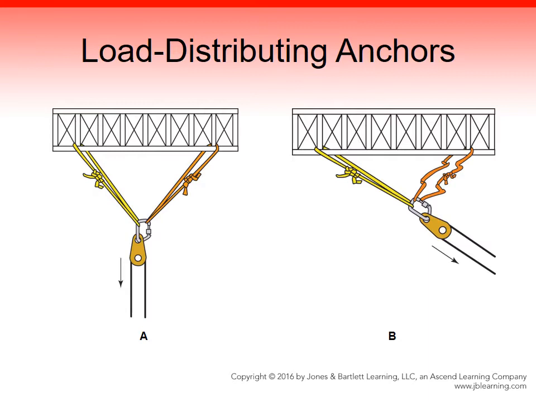Some guidelines to follow when constructing load distributing anchors are as follows. Keep the angles small. Design the system so that as little drop as possible would occur if the anchor would fail. And do not use bulky rope or webbing, and adjust the system so that the knots are less likely to run through the carabiners when the system readjusts.